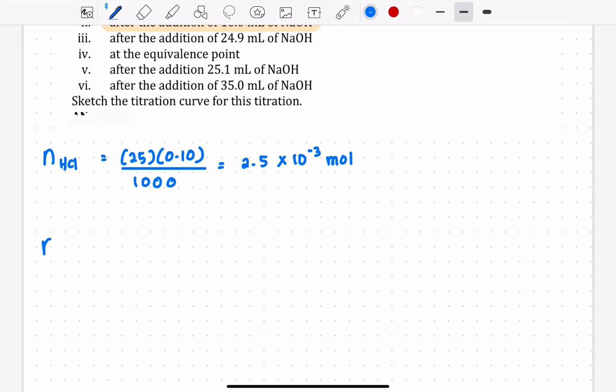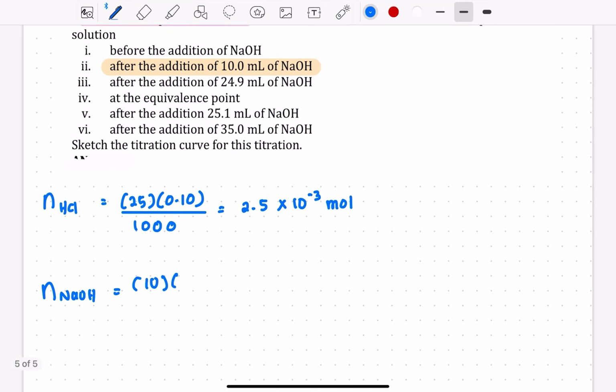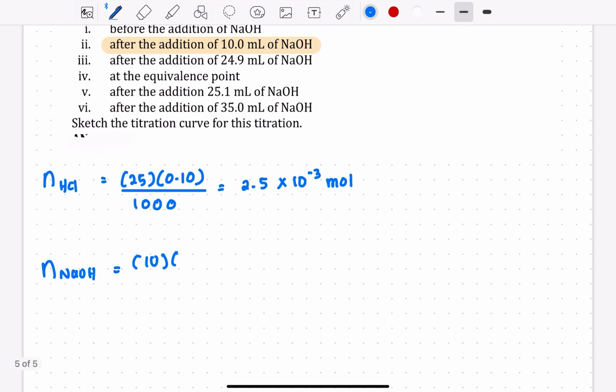Next, let's calculate the number of mole for sodium hydroxide. So we have here 10, okay, we have 0.1, and we have 1000 as usual. So I have 1.0 exponent negative 3 mole. Okay, so we have this number of moles.